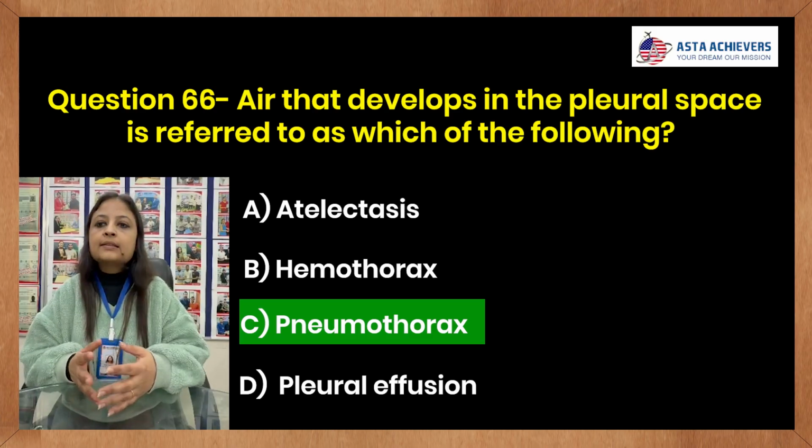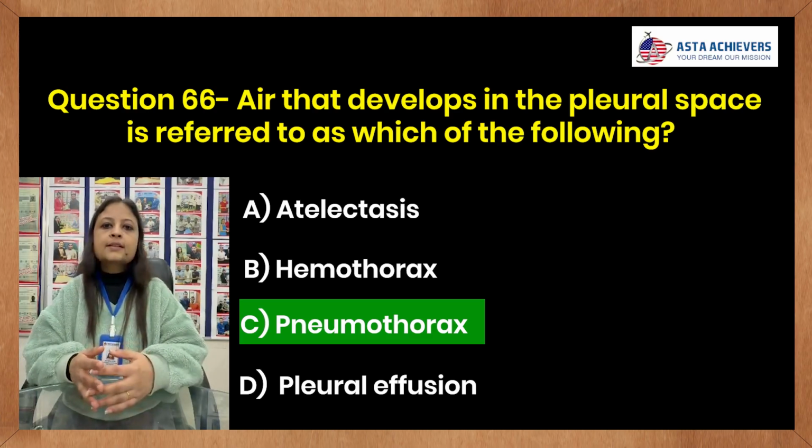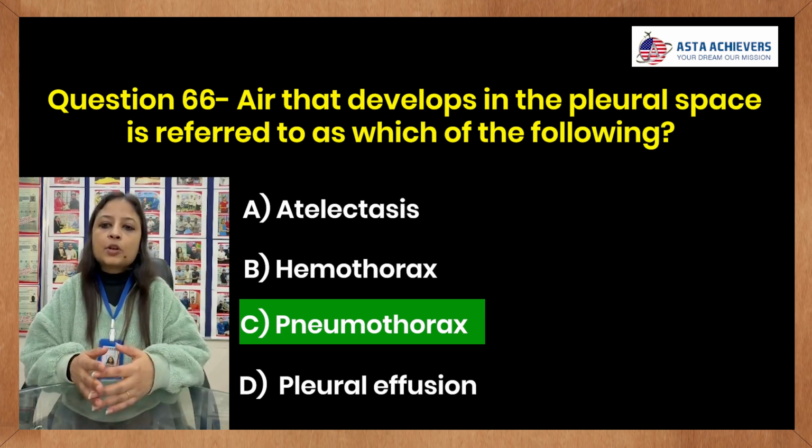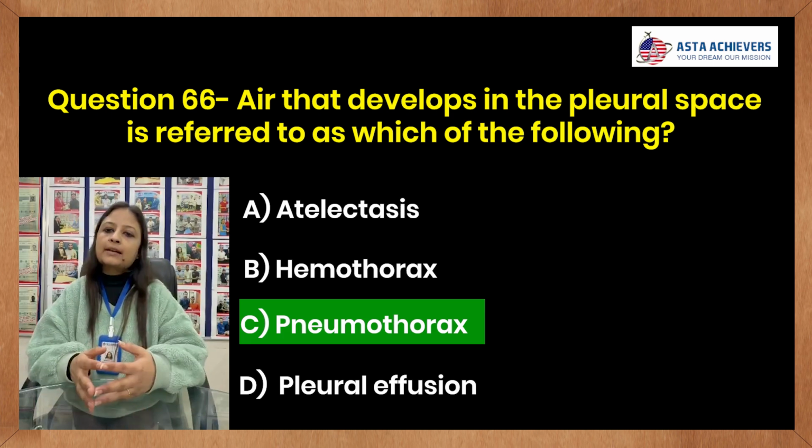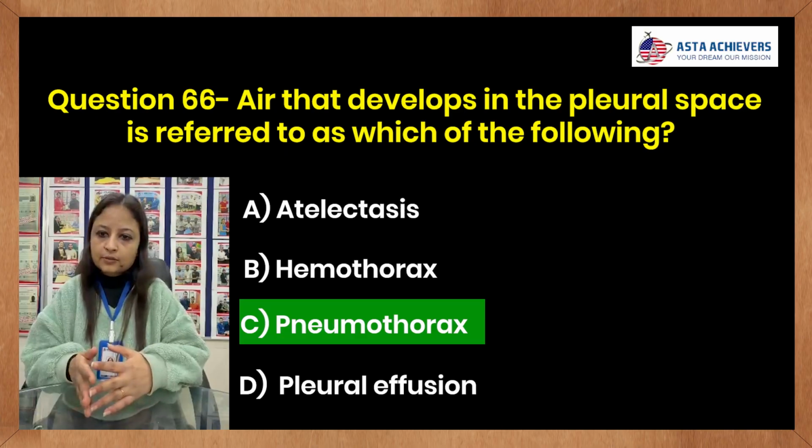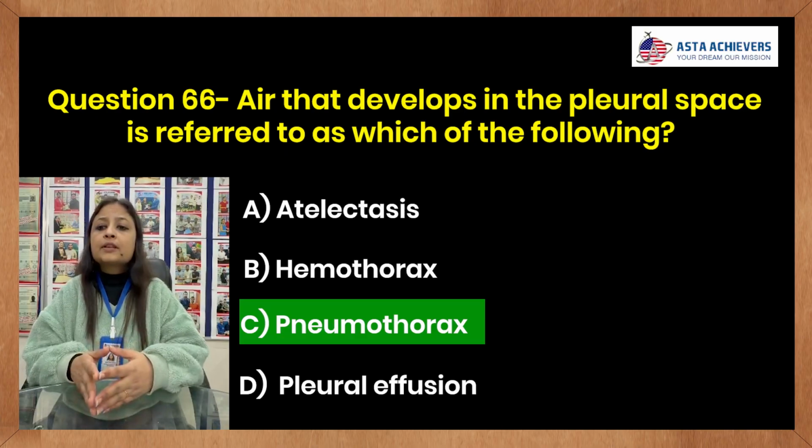Whereas atelectasis is the collapse of the lungs or part of the lungs. Or in case of hemothorax, the blood collects in the pleural space between the lungs and the chest wall. Or pleural effusion is a buildup of excess fluid in the pleural space.